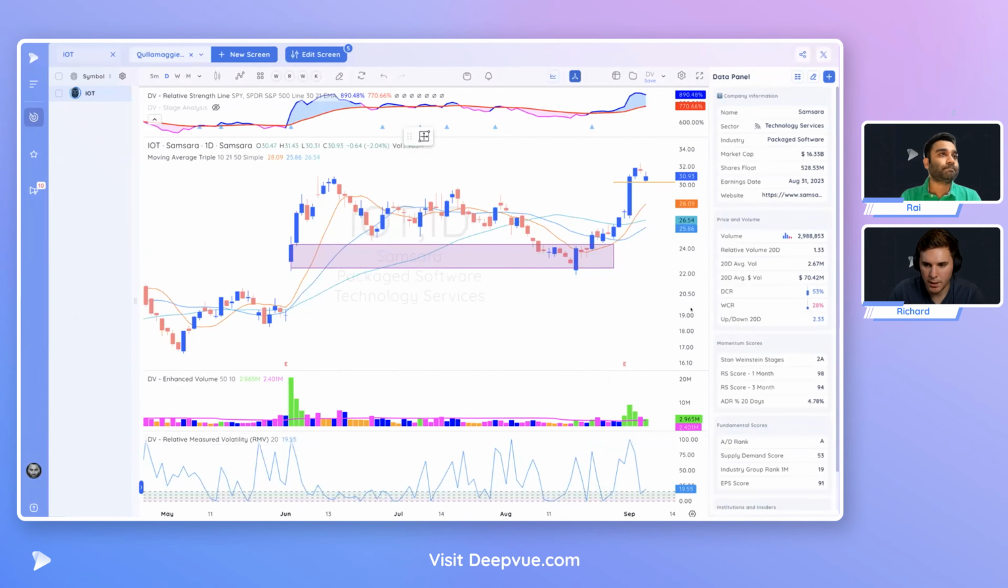Do you have a glossary somewhere with descriptions of indicators and data panel items? We do. It's called the Deepvue knowledge base. I'll paste that link in the chat in just a second. I think we should make that a little more prominent so people can find it easily, because it's a very good resource.